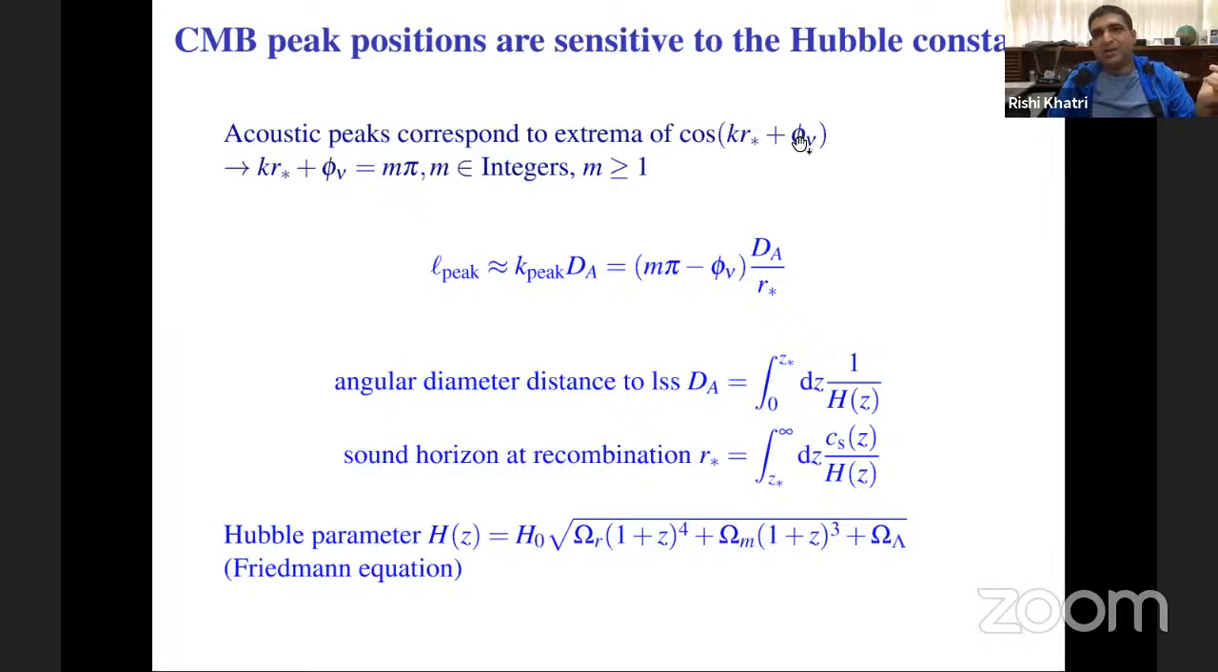Normally people ignore phi_nu, but we should not ignore phi_nu because it shifts the peaks from where they should be. So the L modes where you see the peaks are given by this formula. It depends on the distance to the last scattering surface, which depends on the expansion history from recombination until today. It depends on r_star, the sound horizon, which depends on the expansion history from the Big Bang until recombination, and it depends on phi, which is the phase shift.